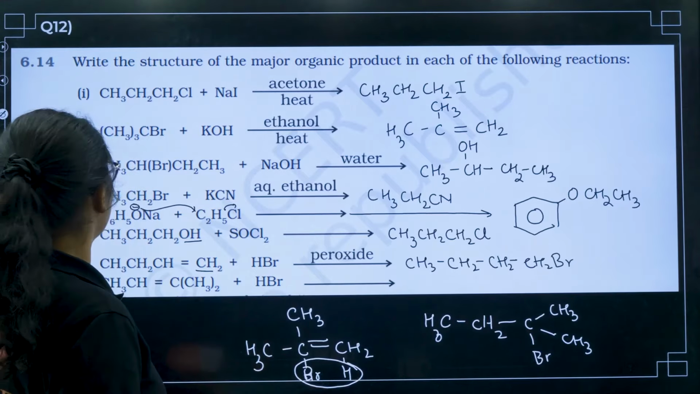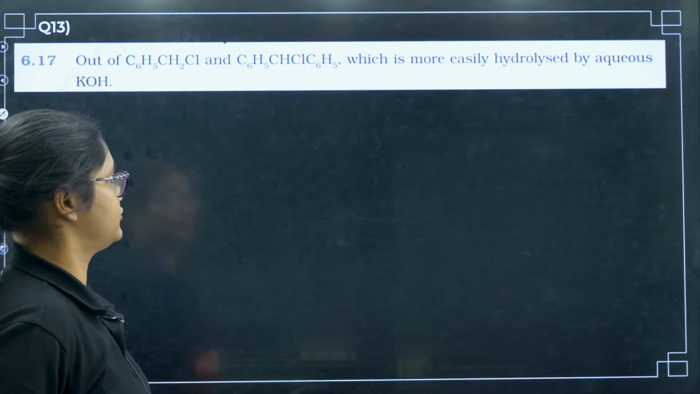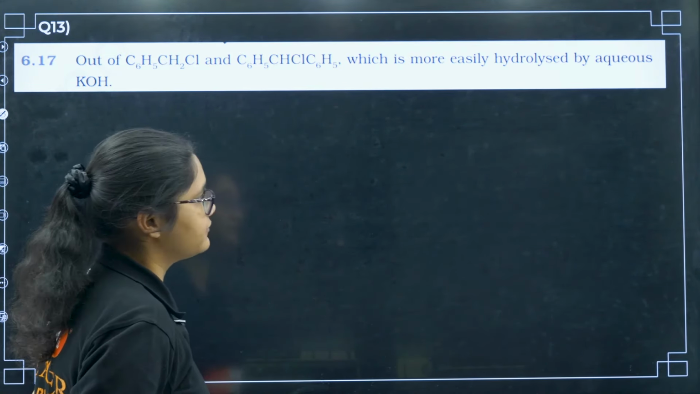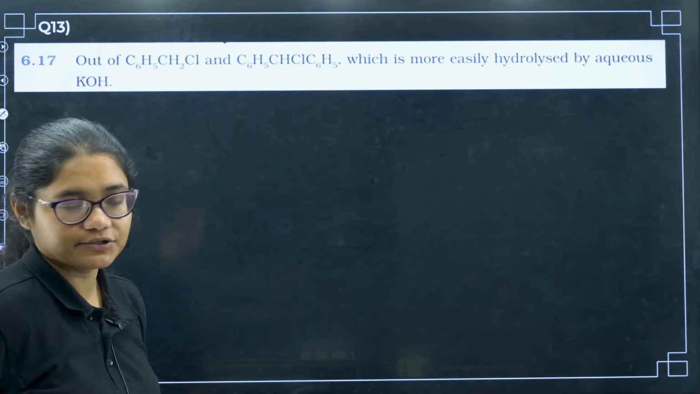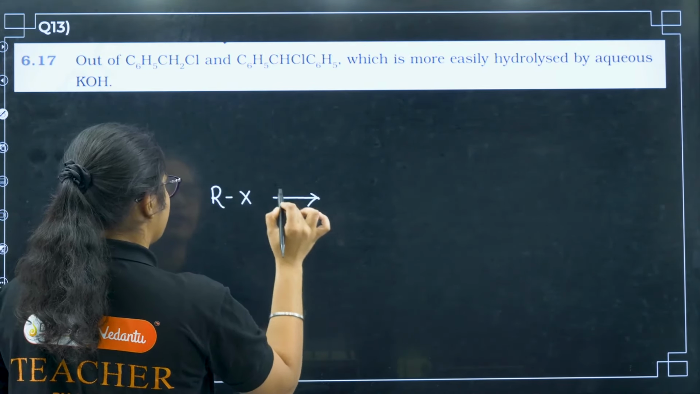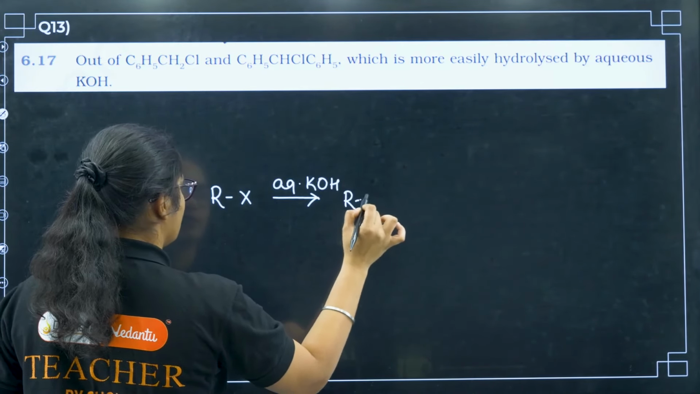Okay. Next we have question number 13. Out of C6H5CH2Cl and C6H5CHClC6H5, which is more easily hydrolyzed by aqueous KOH? So basically what happens is, if you have RX and you treat it with aqueous KOH, you will get ROH.